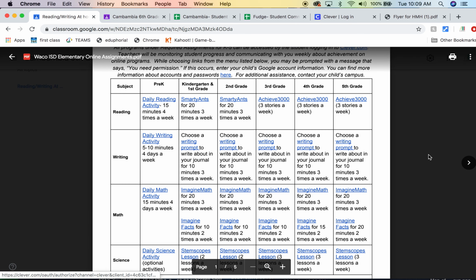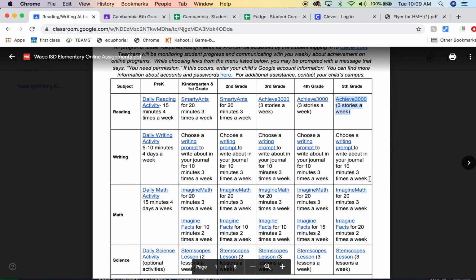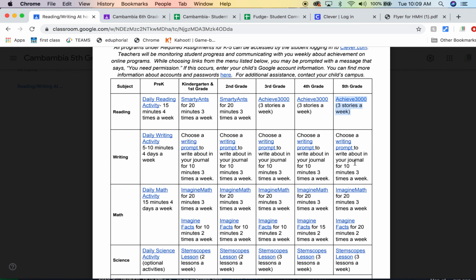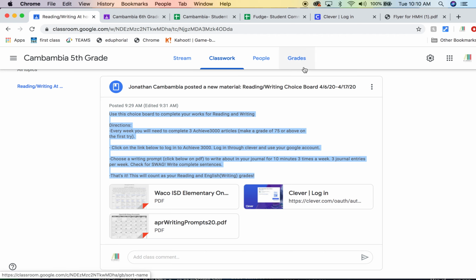for grades. Please make sure that you're staying on top of this. Once again, just 3 Achieve 3000s for this week for 5th grade. And then choose a writing prompt to write about in your journal for 10 minutes 3 times a week for this week and next week. And the directions are all here. And this will count for your reading and English grades. Remember, writing is English.